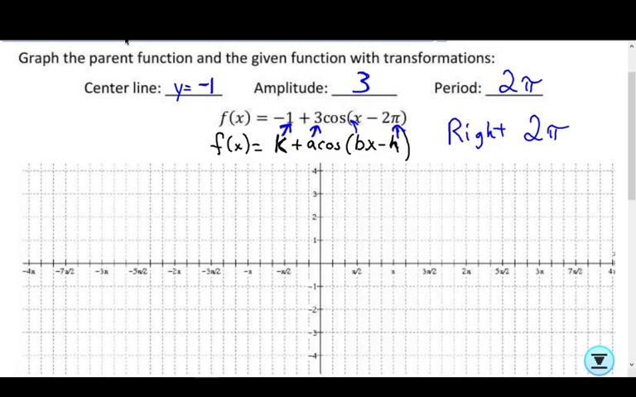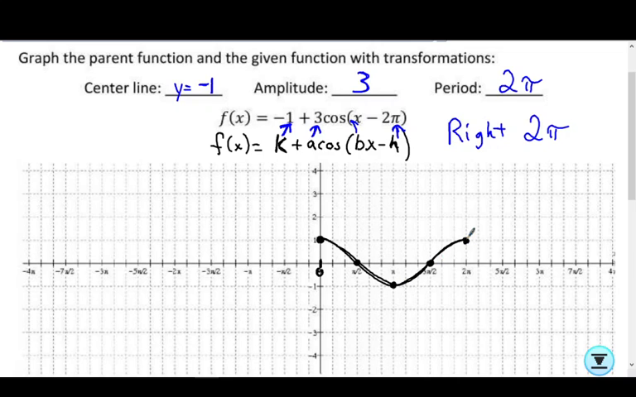So again, start with our parent function. Here's my cosine. Cosine's parent function looks like this. These values come from the unit circle. If you go to the unit circle and look at degree 0, radian 0, cosine is 1 because it's the x part. At pi over 2, it's 0. At pi, it's -1. At 3 pi over 2, it's 0. At 2 pi, it's back at 1.